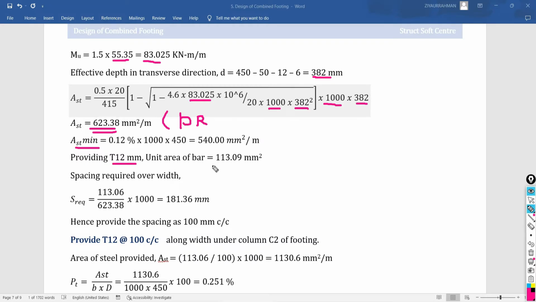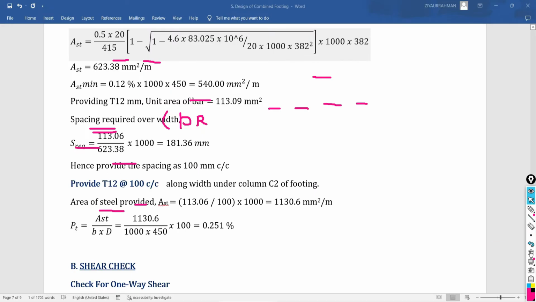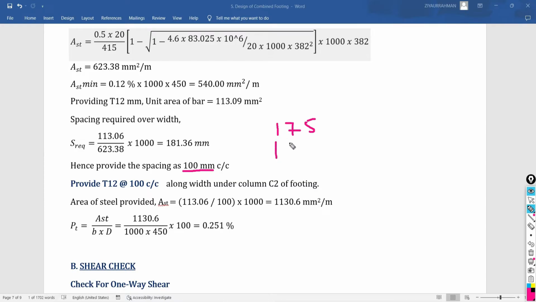So for a 12 mm diameter bar, with unit area as 113.09, the spacing required over the width is unit area divided by total area multiplied by considered width. You are getting 181.36 mm spacing required. So here what I am going to decide, under the column C2, I am going to provide the spacing as 100 mm center to center spacing. If you provide 175, 150, 125, or 100, these are all okay. The lower value you have to provide.